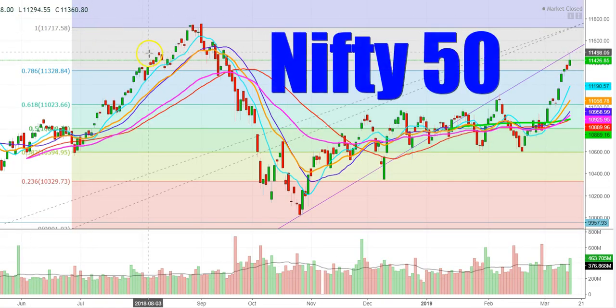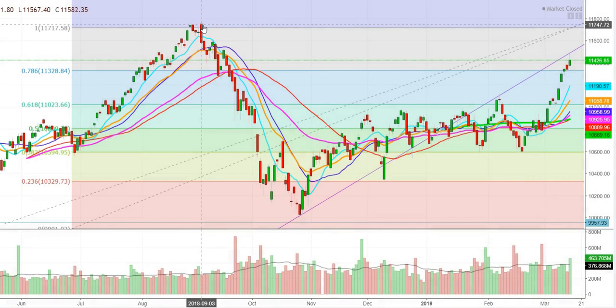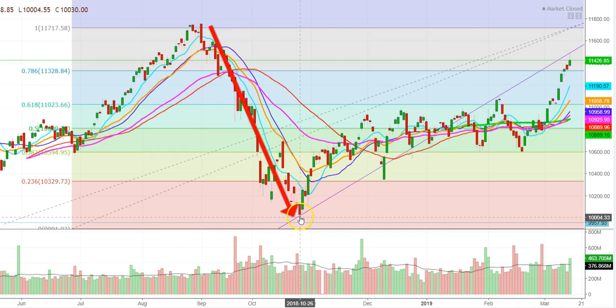Now I would like to analyze the movement of Indian indices Nifty 50, where you can see that after touching the highs of 11,756 on August 28, 2018, Nifty 50 tried to break this level once again on September 3rd, 2018, but could not, and we witnessed a sharp downward move in Nifty 50, which resulted in a downward trend which continued up to October 26, 2018.